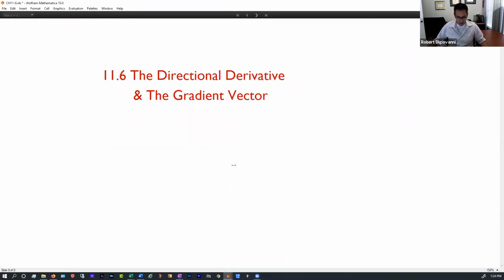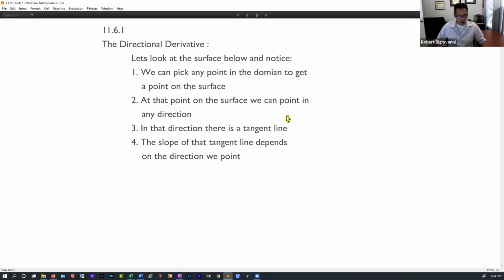I always love the directional derivative, right? So we're going to look at a surface right now, and we're going to pick any point on that surface. So we're going to pick a point in the domain, go up to the surface, and be on the surface somewhere. Then once we're at that point, we're going to pick an arbitrary direction to point, and ask ourselves, what's the slope of the tangent line in that direction? And what we'll see is that the slope of that tangent line will depend on which way we point.